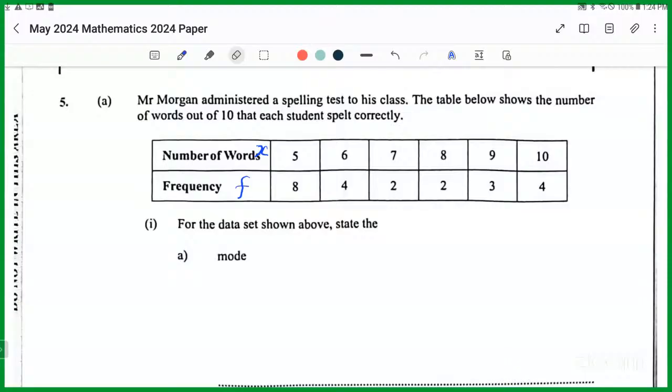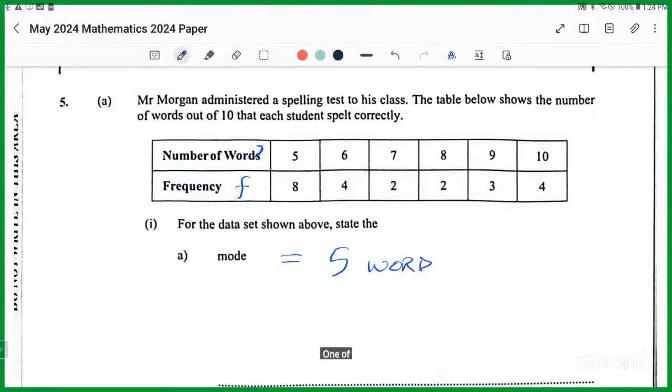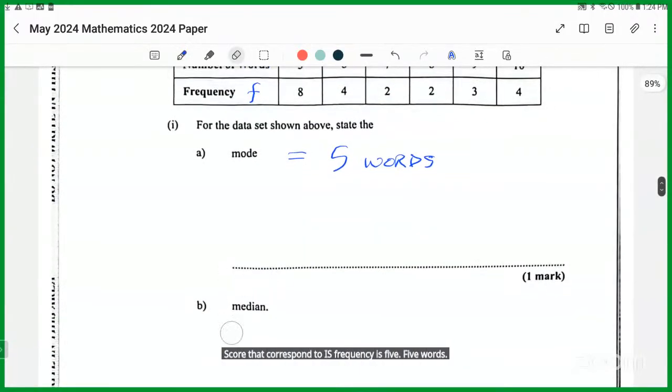All right. So the mode is 5, guys. So the mode equals 5. But you can understand that the mode is 5 words. One that occurred most frequently. 5 words. So the mode is not 8. The mode is a score that corresponds to the highest frequency. 8 is the highest frequency. The score that corresponds to the highest frequency is 5. 5 words. Next one, the median.